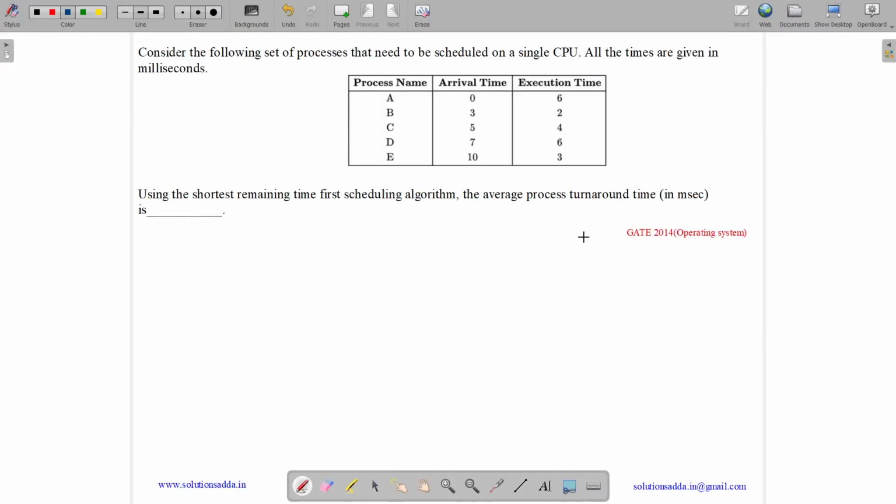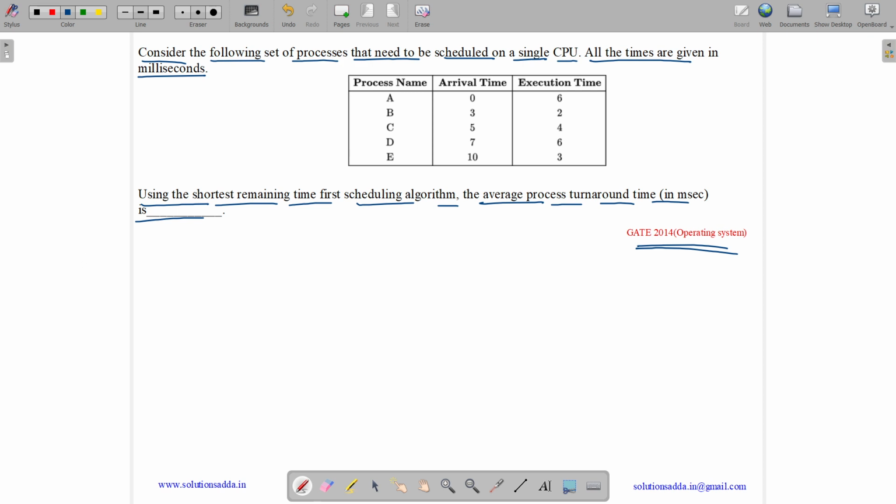This question belongs to the operating system subject and was asked in GATE CSE 2014. The question states: consider the following set of processes that need to be scheduled on a single CPU. All the times are given in milliseconds. Using the shortest remaining time first scheduling algorithm, the average process turnaround time in milliseconds is.